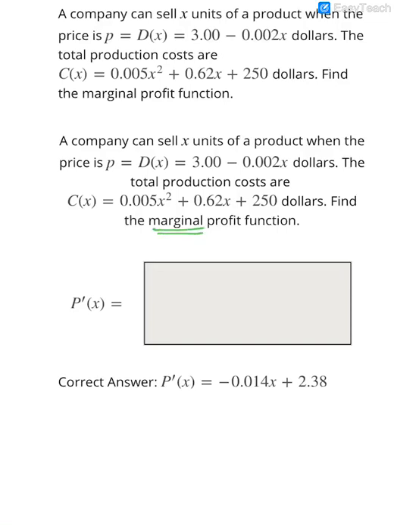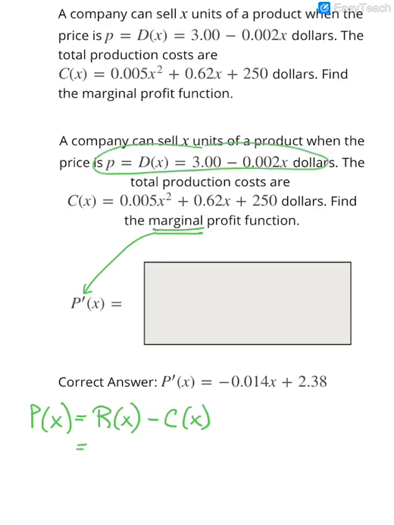So we know that means we're going to take a derivative of the profit, but we first need to find the profit. And when you're dealing with profit, it is always your revenue function minus your cost function. So in this case, for my revenue function, I am going to have to take what they're giving me in terms of the price or the demand. So that is the $3 minus the 0.002x, and then multiply it by the quantity, which is x. So that's my revenue function.